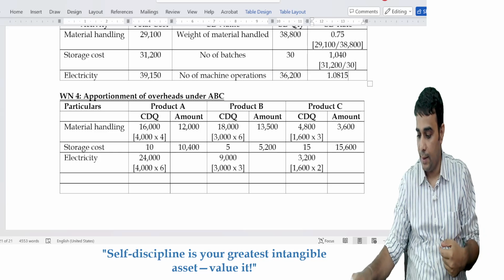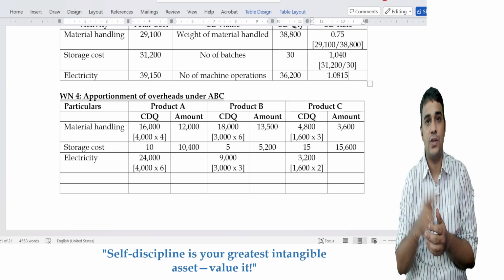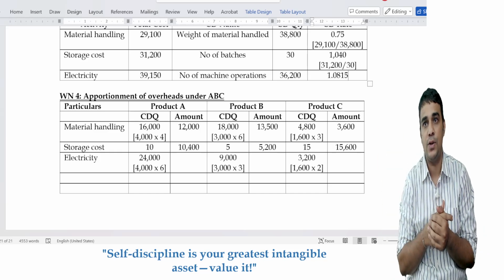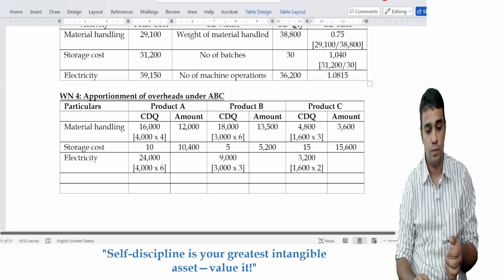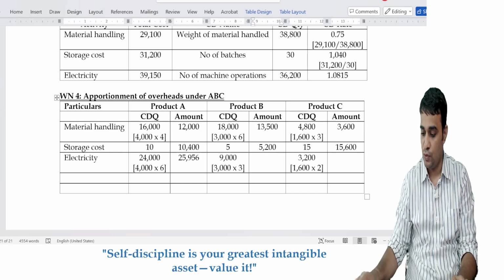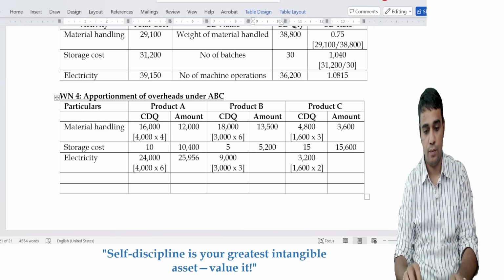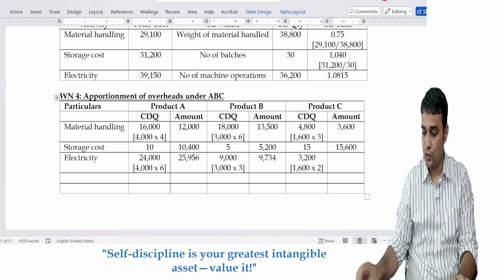Now delete the number in the calculator. Type 1.0815, because in the calculator you will have a lot of decimals. 1.0815 into 24,000 equals... 9,000 equals... 3,200 equals.